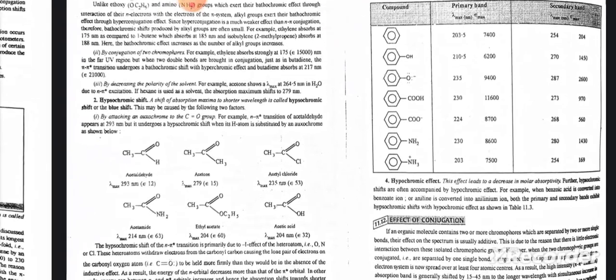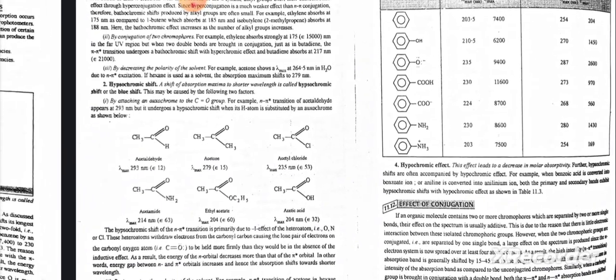By conjugation of two chromophores, for example, ethylene absorbs strongly at 175 nanometer in the UV region, but when two double bonds are brought in conjugation as in butadiene, the pi to pi star transition undergoes a bathochromic shift with hyperchromic effect, and butadiene absorbs at 217 nanometer.